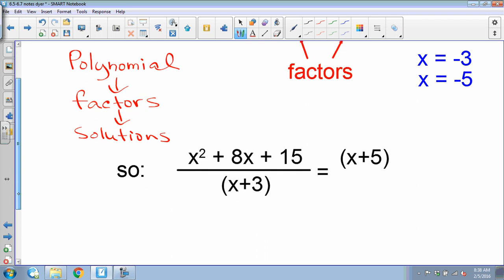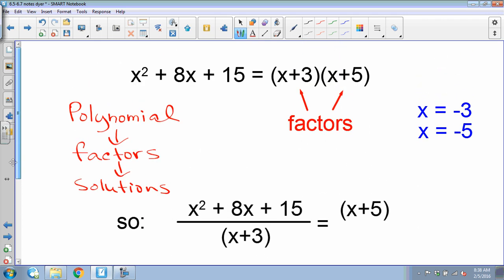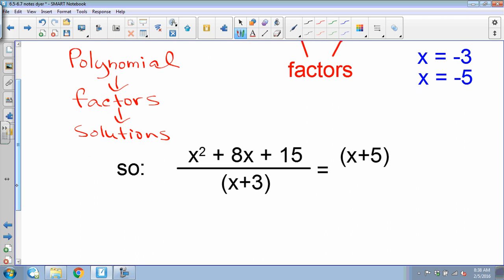So, if x plus 3 and x plus 5 are factors of this polynomial, then that means if I take the polynomial and divide it by one of them, my answer is going to be the other one. Okay? And vice versa. If I take x squared plus 8x plus 15 and divide it by x plus 5, my answer is going to be x plus 3. Okay? And you don't know how to do that yet, but I'm going to show you how to actually divide that.